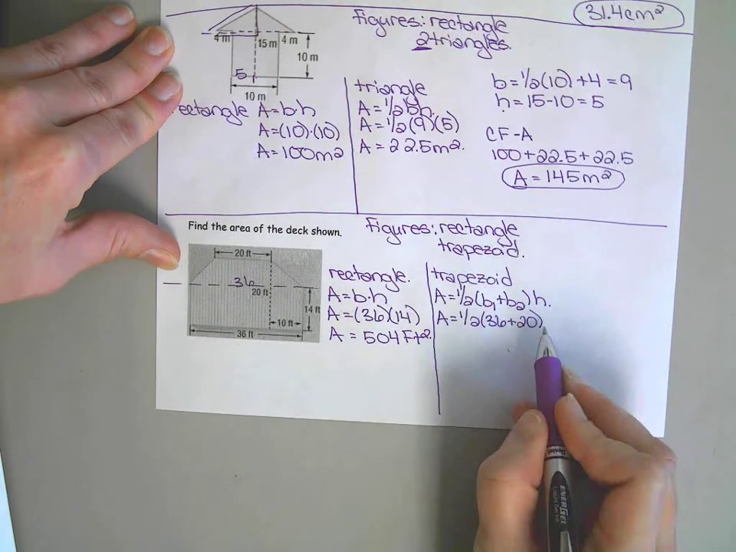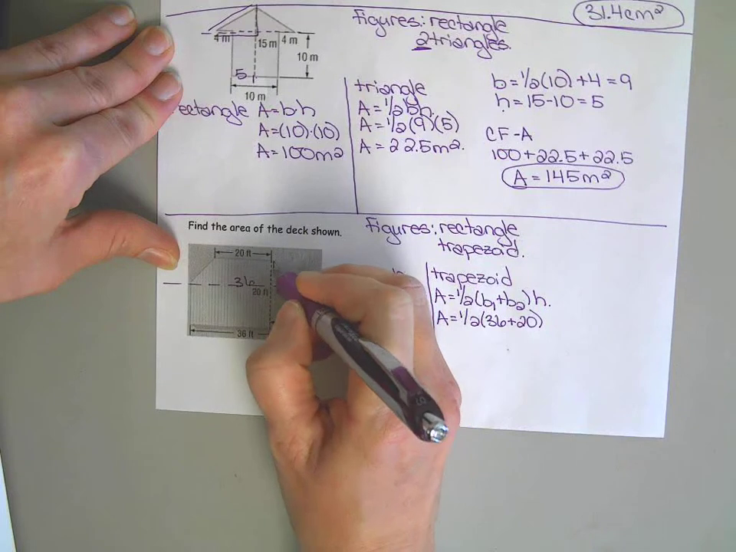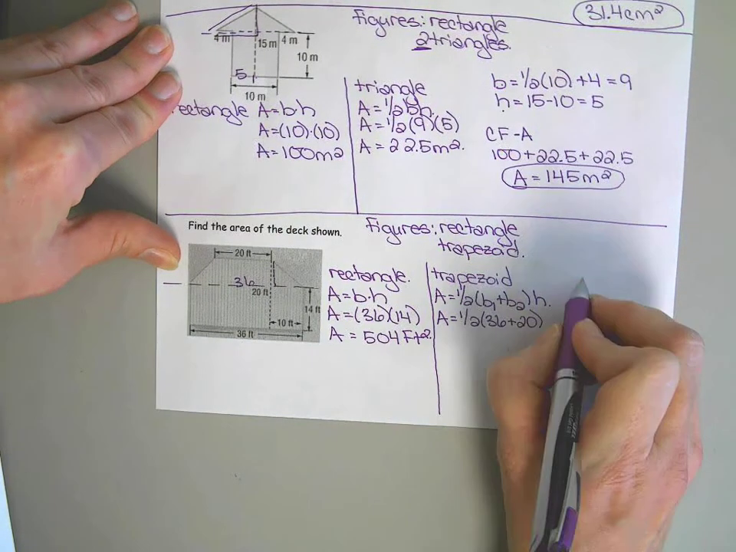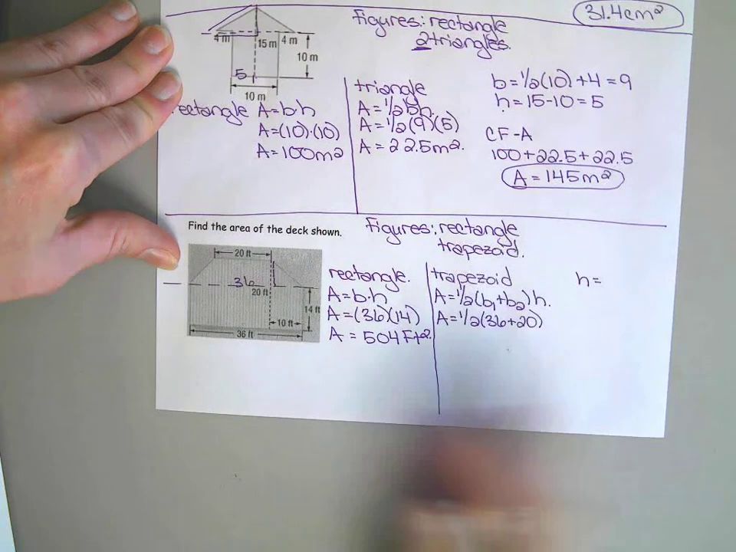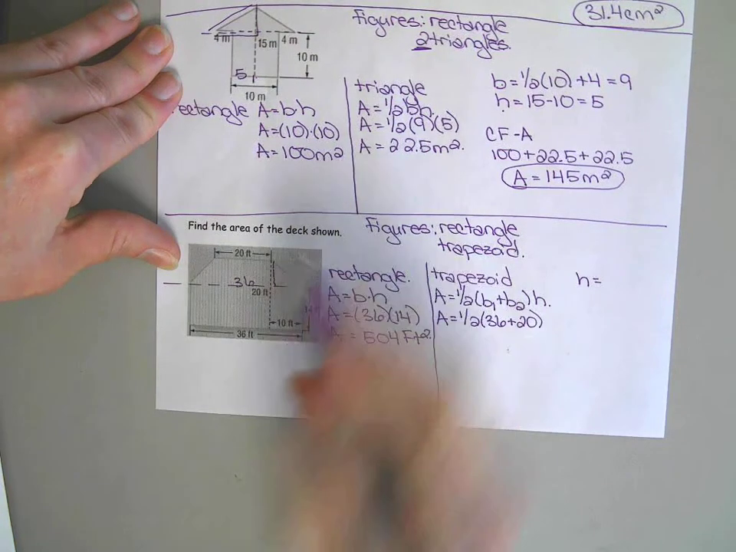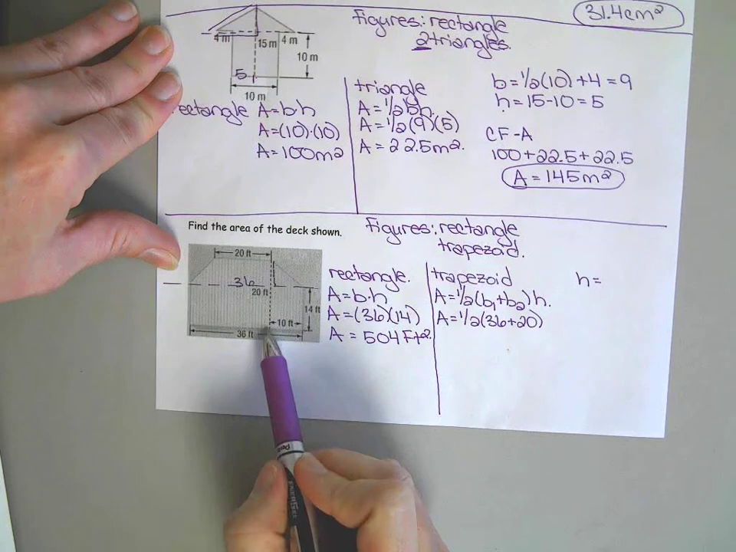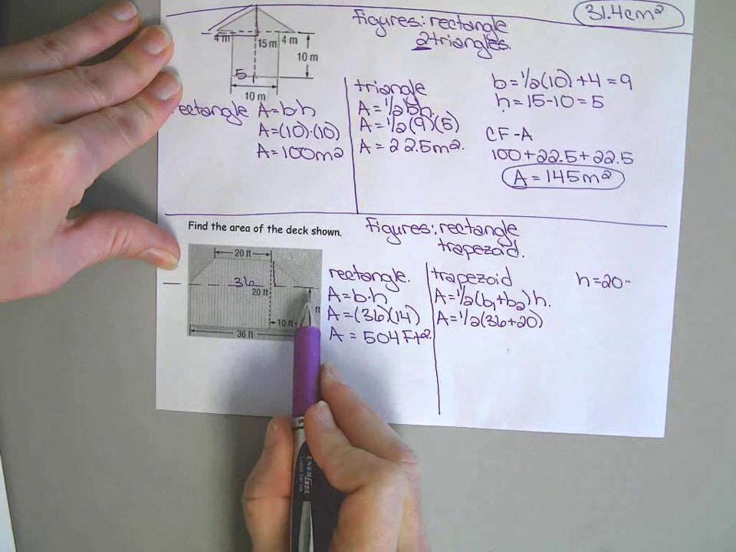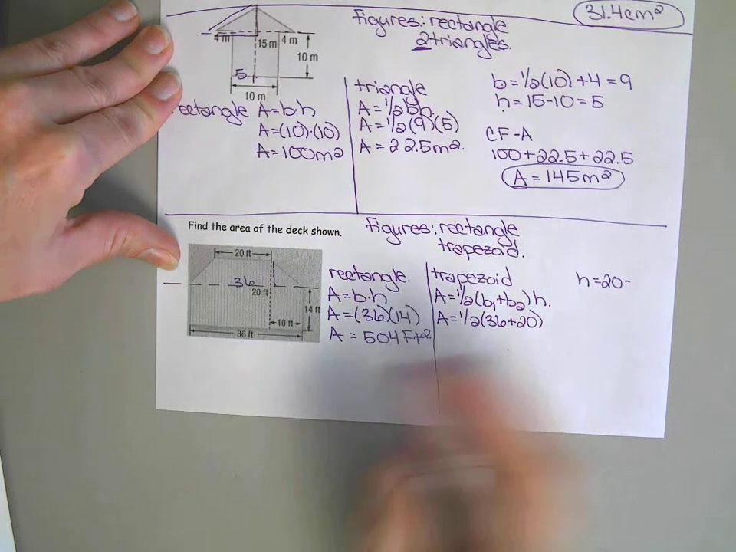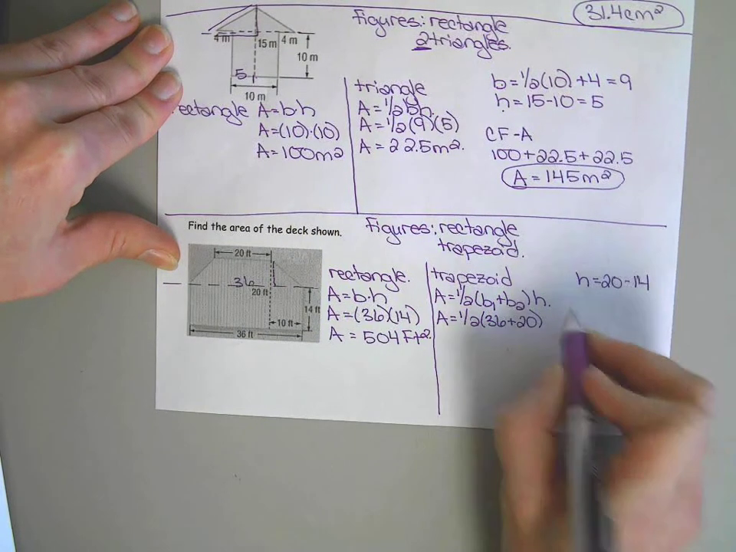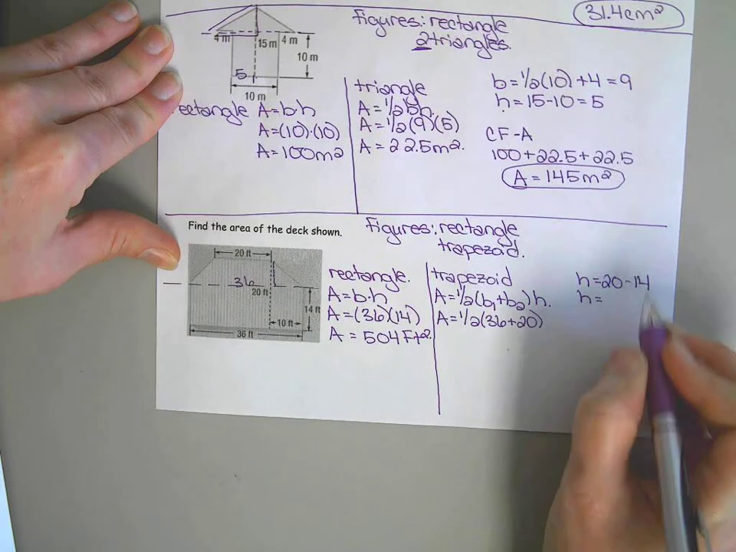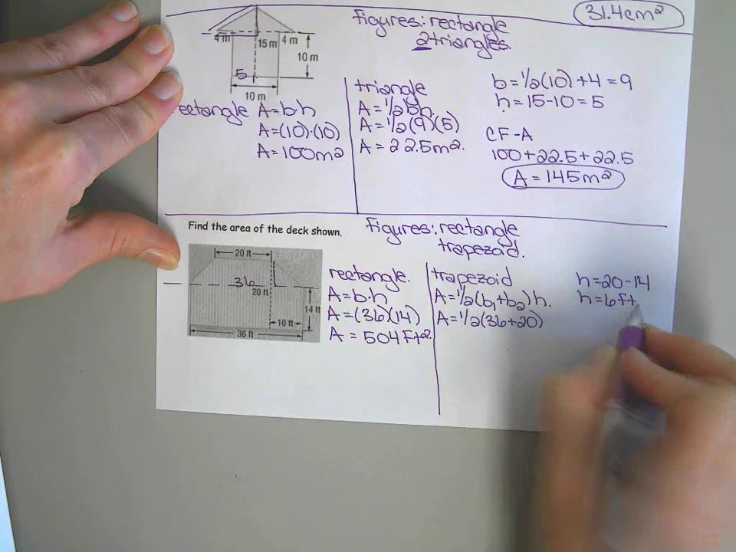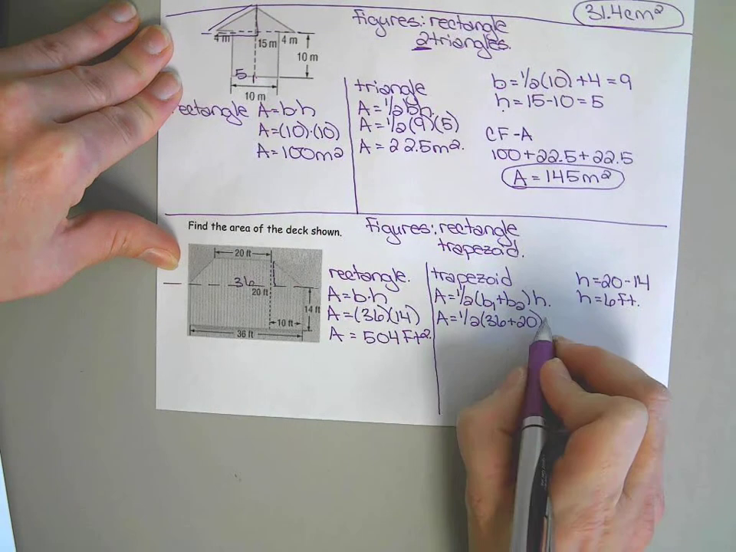Do we know our height of the trapezoid? No, we need to calculate that. We know the height of the total figure. So the height of the total figure is 20 feet. And the height of the rectangle is provided over here is 14 feet. Therefore, the height of just the trapezoid is 6 feet. Now we can plug the 6 feet into our formula.